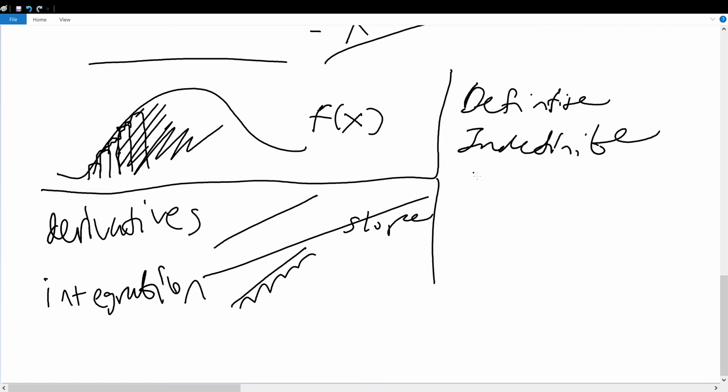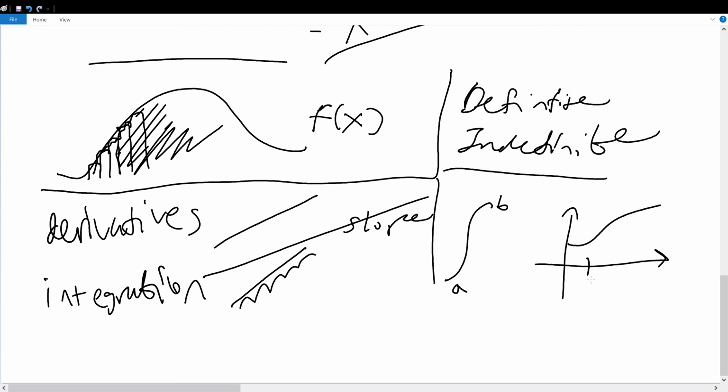integrals. Definite integrals are integrals that are clearly defined within a range, for example going from a to b. One example of this is if you have a graph like this right here, and you want to figure out the area underneath from a to b. So you're figuring out this area right here.